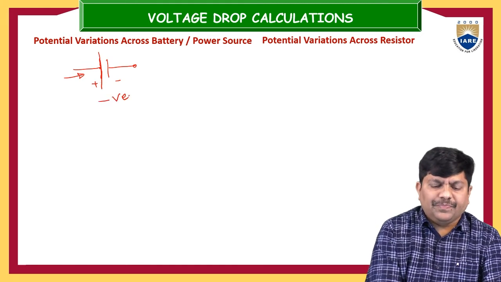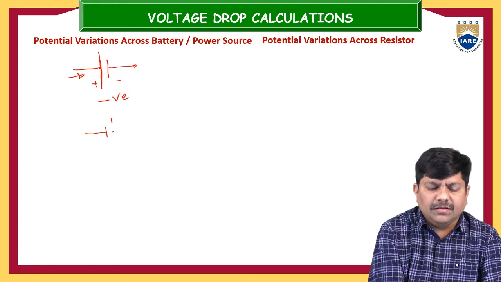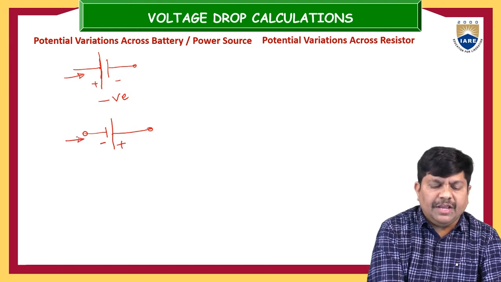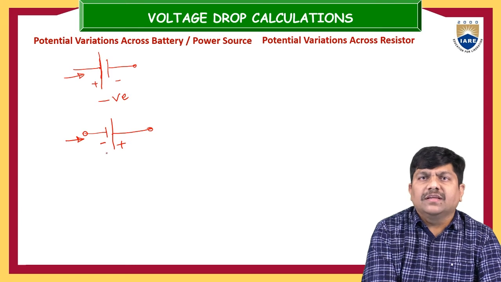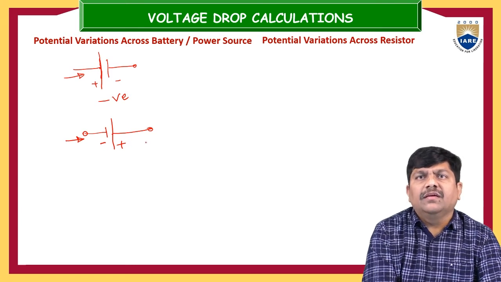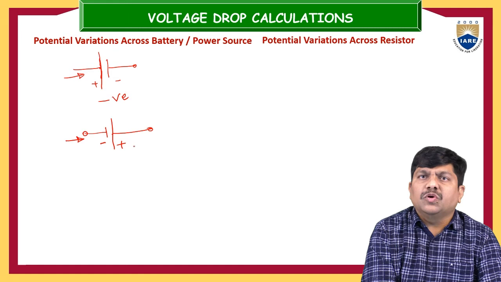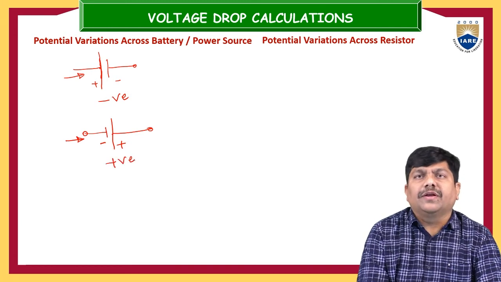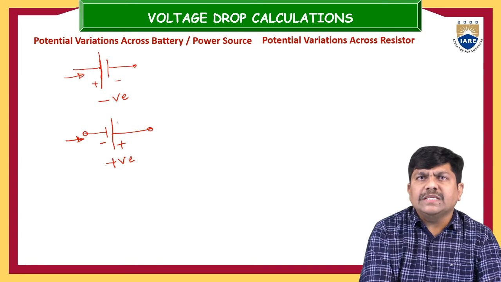In the same manner, if the battery is like this, this is a negative terminal and this is a positive terminal. If the current is entering the battery like this, first the current touches the negative terminal, then the positive terminal, so it is leaving at the positive terminal. Energy is passing through the battery from the negative plate to the positive plate, so some amount of energy will be added. So the polarity is positive. This is about the batteries.